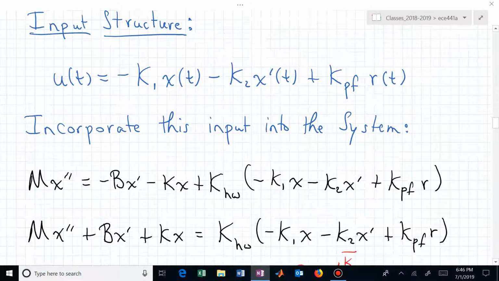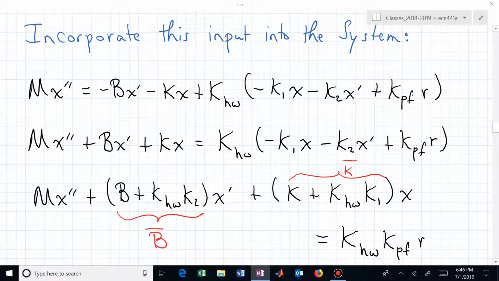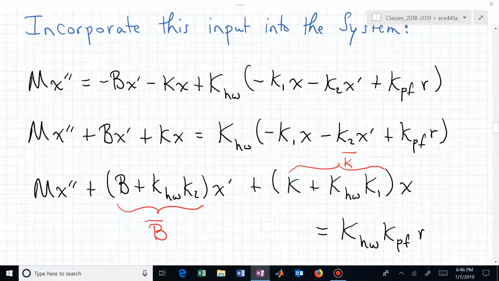If we apply that input structure to this differential equation and combine terms, we can see that we've modified the damping coefficient b to now be a b bar, where b bar contains the original damping b plus a scaled version of our velocity gain, scaled through our hardware gain coefficient k sub hardware, k sub 2.